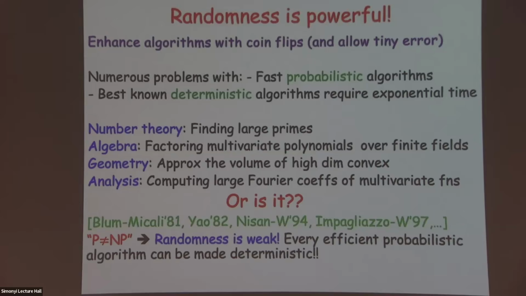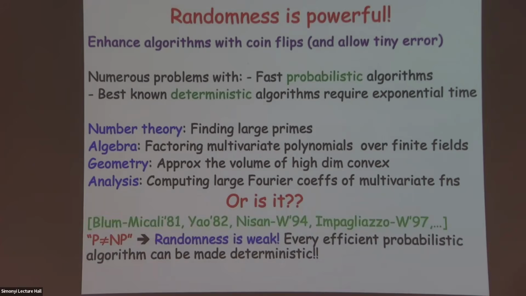Basically, here's what we know. If something like P different than NP is true, if some hard function exists, then every efficient probabilistic algorithm can be replaced by an efficient deterministic one. Randomness buys you nothing. We know very efficient versions today, even of this result. I'm not explaining what this P different than NP equals, but you should think of it as just a hardness result of this same nature.